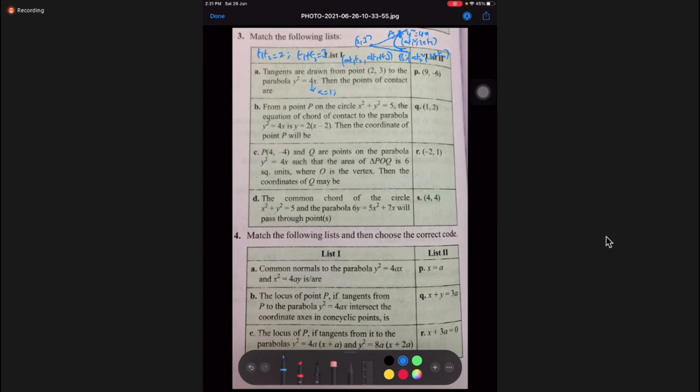Leave that. Common card also still not done. This point is regarding common normal. That also we haven't done still. But the B part and D part of this we can do.